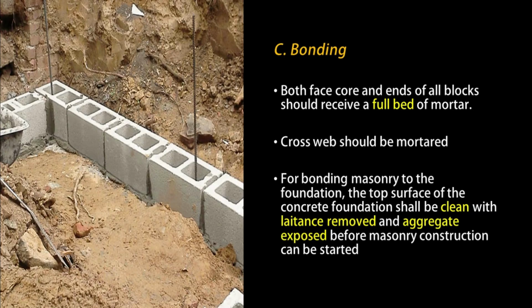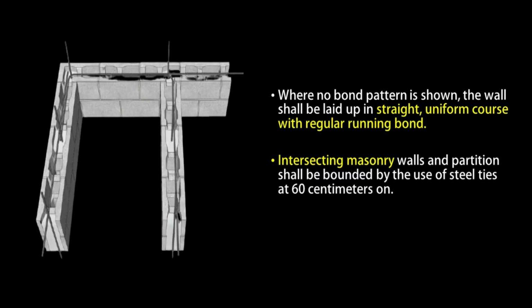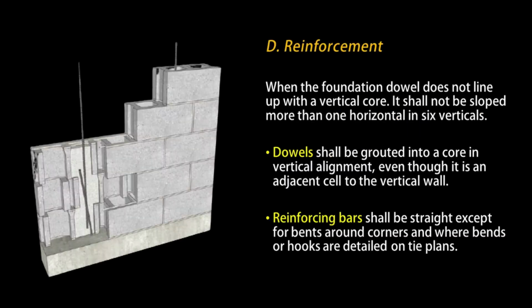For bonding masonry to the foundation, the top surface of the concrete foundation shall be clean, with laitance removed and aggregate exposed before masonry construction can be started. Where no bond pattern is shown, the wall shall be laid up in straight, uniform courses with regular running bond. Intersecting masonry walls and partitions shall be bonded by the use of steel ties at 60 cm on center.